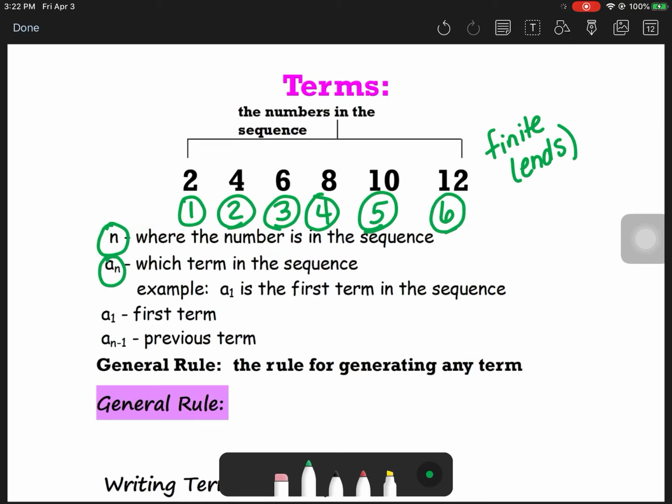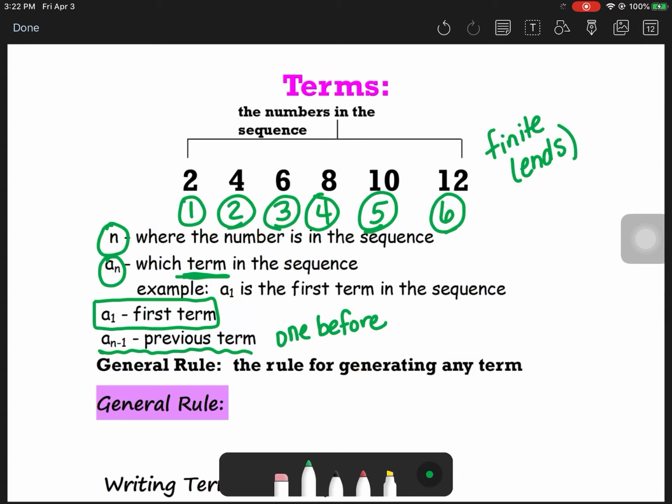A sub n is which term in the sequence you are. Am I in the first spot, the second spot, etc.? For example, a sub 1, when I say sub, that means that it is below. So a sub 1 is the first term. A sub n minus 1 is the previous term or the one before.